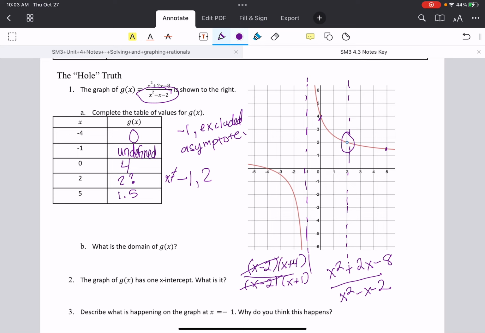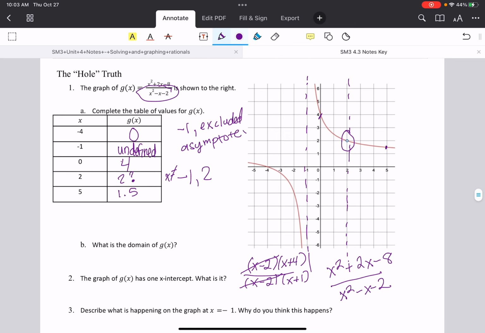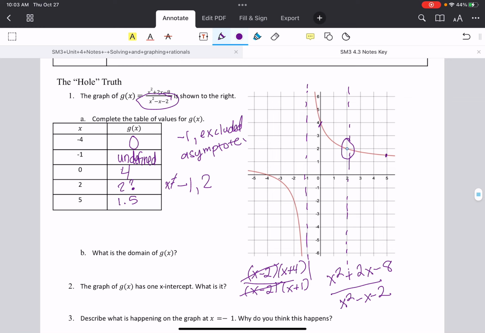So what happened to this excluded value? It almost disappeared? Right. Exactly. This excluded value was removed, right? Because it's shared with the top and bottom. Was this excluded value removed? No. Okay, think about how this one was removed. This one wasn't. This one was a vertical asymptote, but this one was a hole.